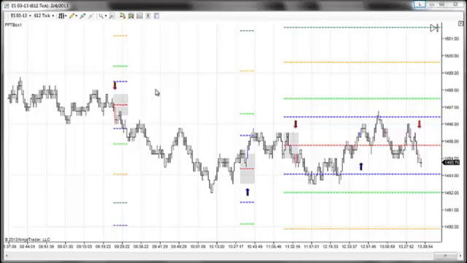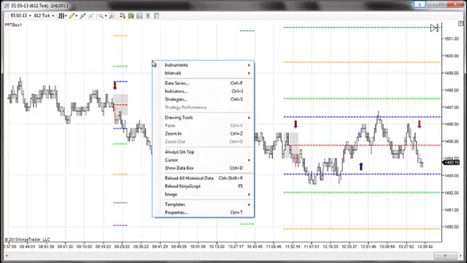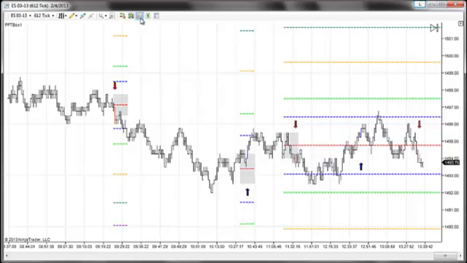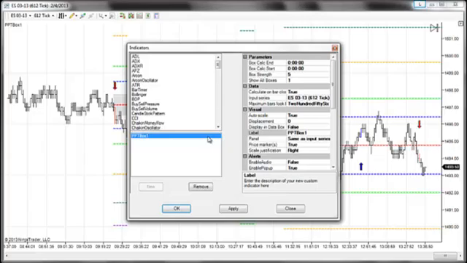Okay, so I want to talk about the properties of the indicator. To look at them, you want to go to Indicators, which is this tab here. You can also right-click and go down to Indicators, so you can either do that or just click on this box right here. Just make sure you highlight the indicator, the PPT box.